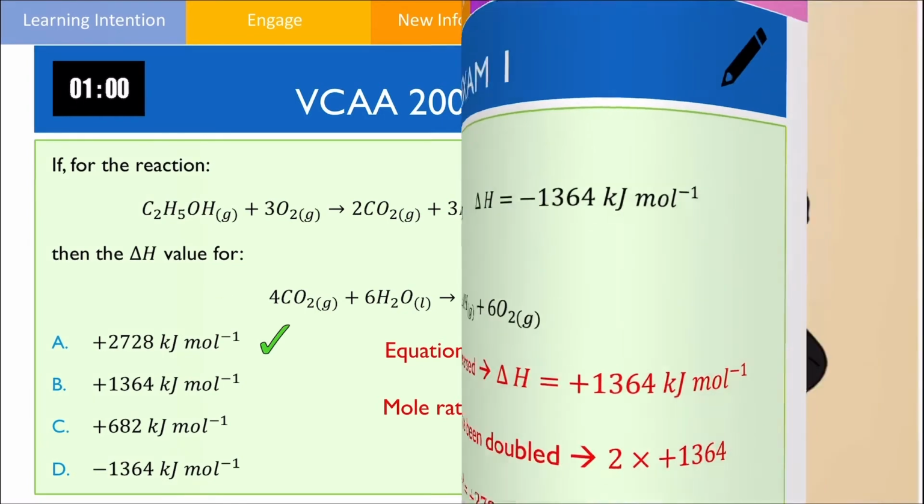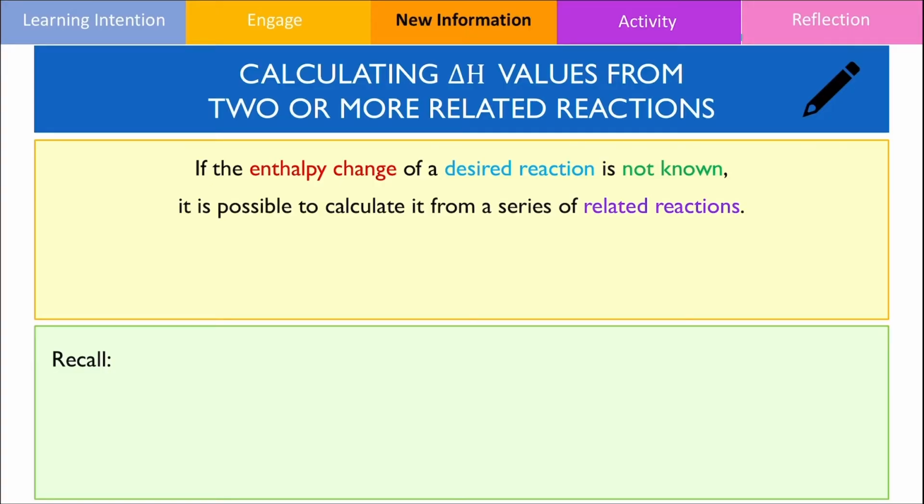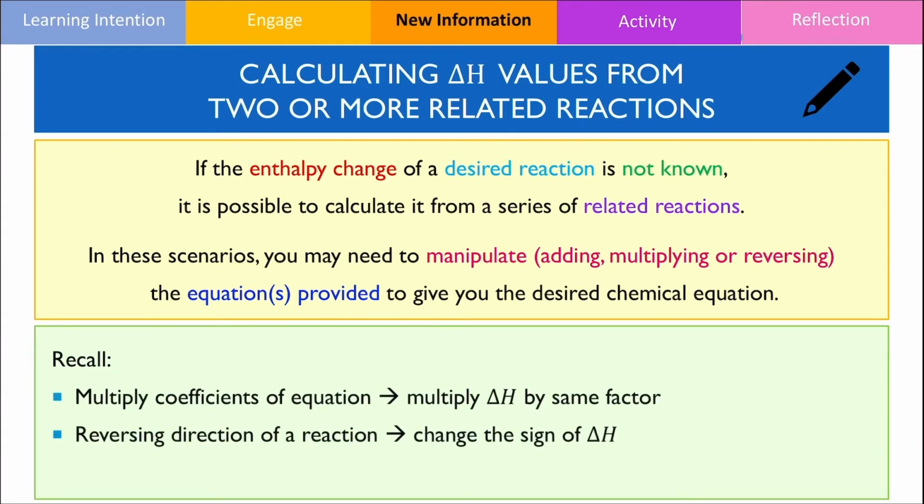In the next section of this video, we're going to learn how to calculate delta H values from two or more related reactions. Sometimes, questions will ask you to find the enthalpy change for a particular reaction from two or more related thermochemical equations. In these cases, we will need to add the thermochemical equations together to give the overall equation, as well as make a few other modifications along the way, such as multiplying the coefficients or reversing the equation.